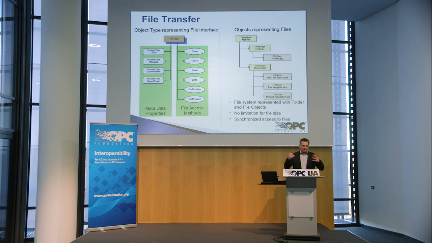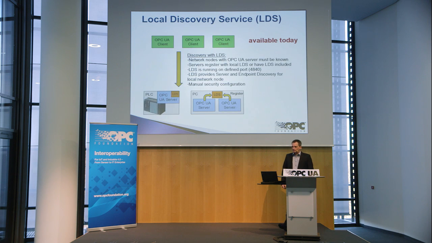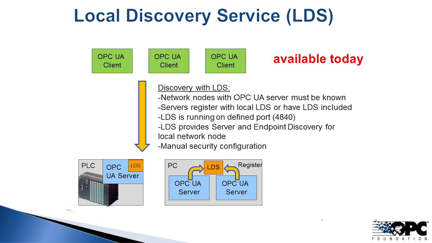So you can have an OPC server that is representing a hard drive of your computer. More functionality, and we call it a LDS. It's a local discovery service. It's an OPC server, a UA server, that is just there to represent and to show what other OPC servers are installed on this machine.